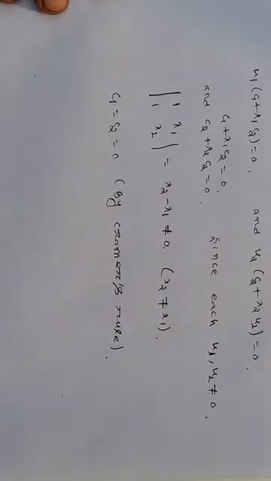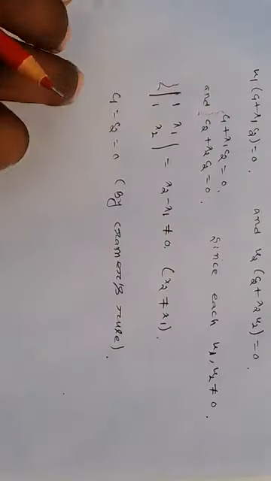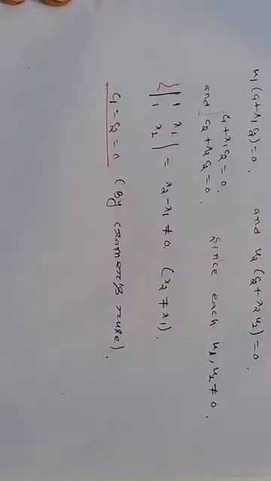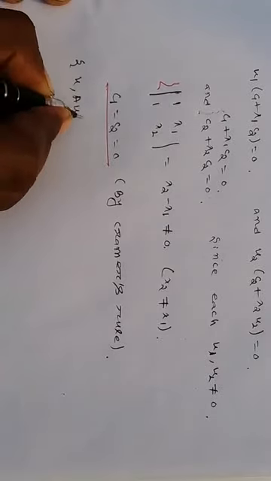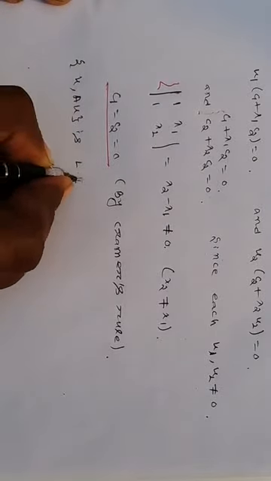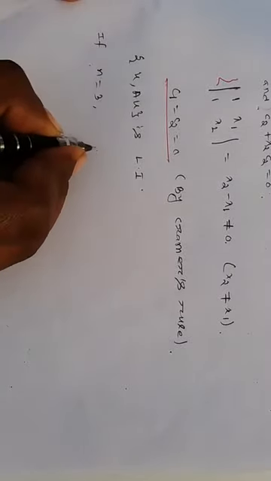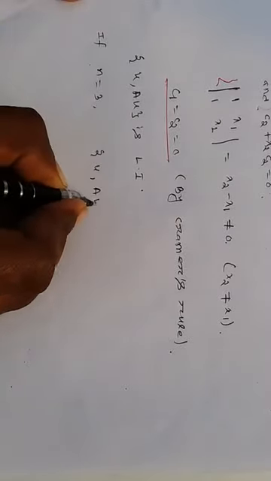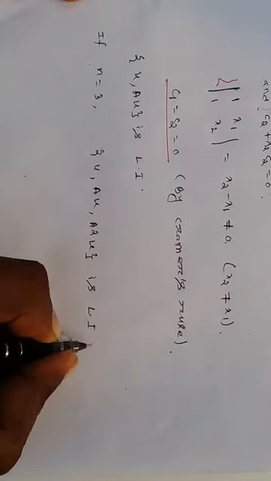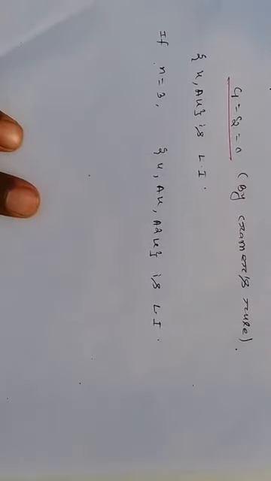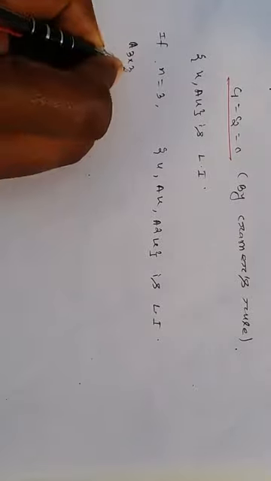So by Cramer's rule, from here and here we say this is 0. So we prove that U, AU is linearly independent. If we take n equal to 3, then similarly we prove that U, AU, A squared U is linearly independent.